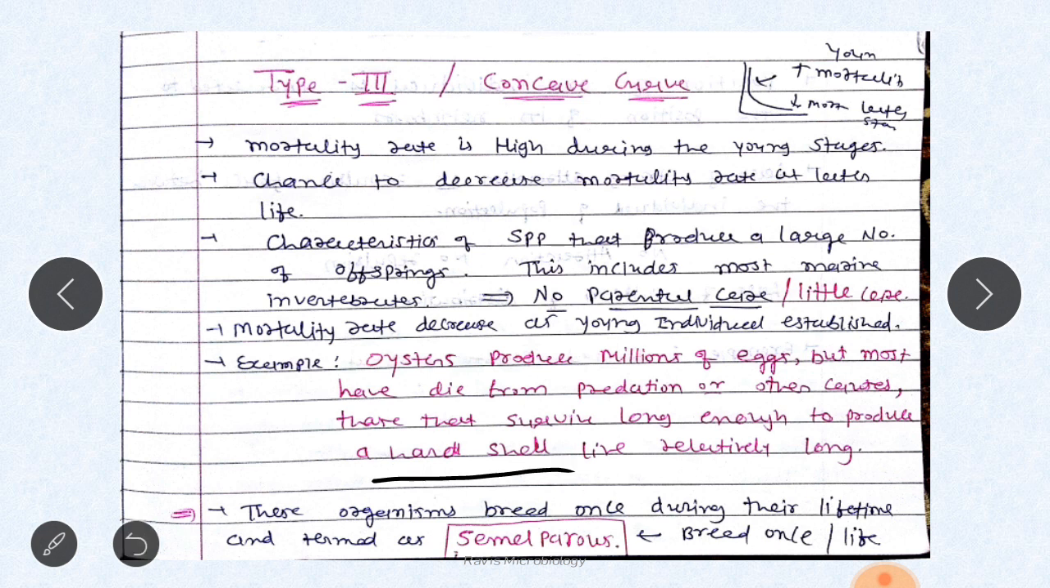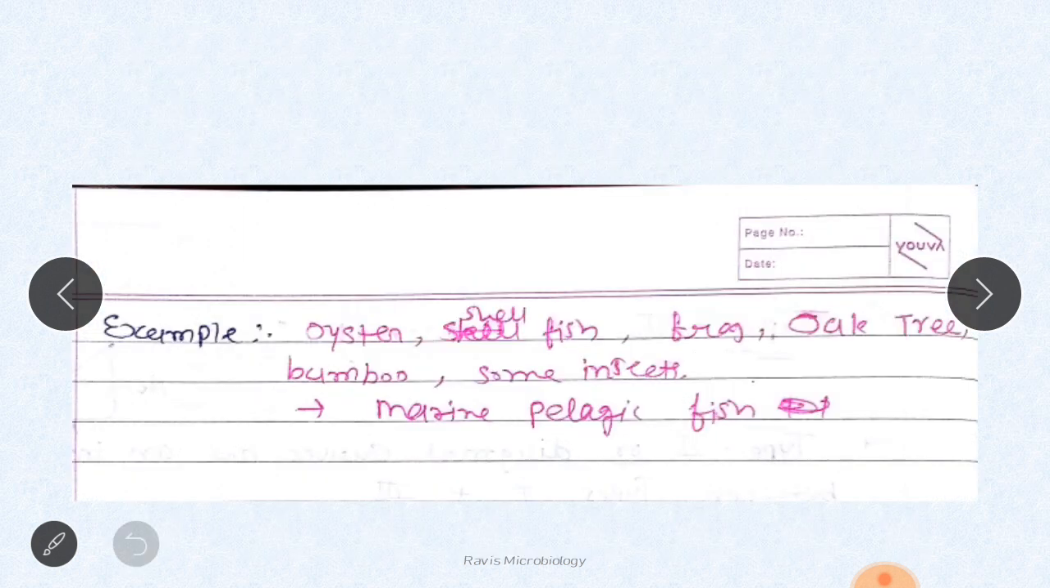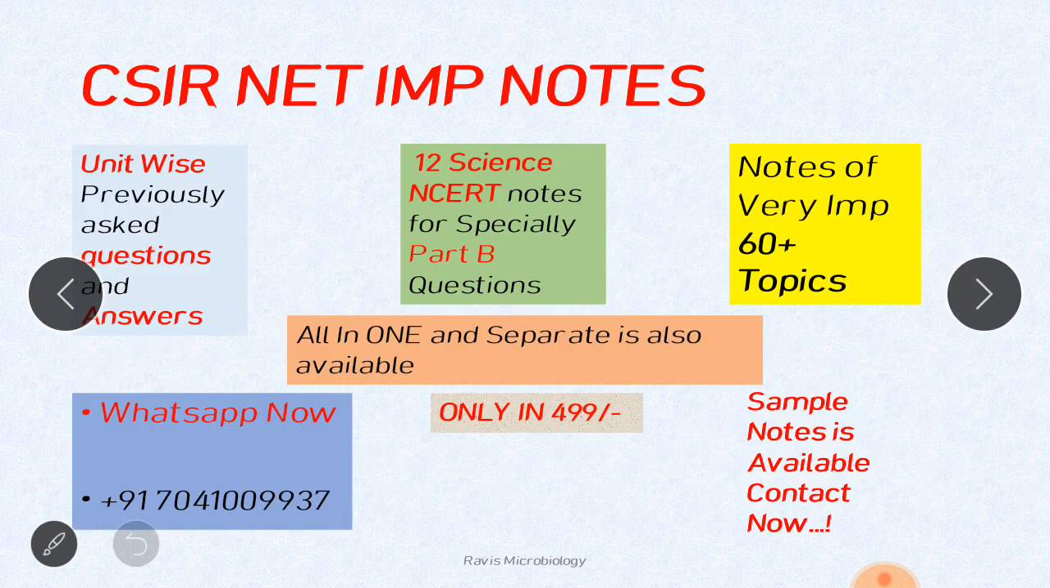These organisms breed once during their lifetime and are termed semelparous. Examples are oyster, shellfish, frog, oak tree, bamboo, some insects, and also marine pelagic fish. These are all the things about survivorship.